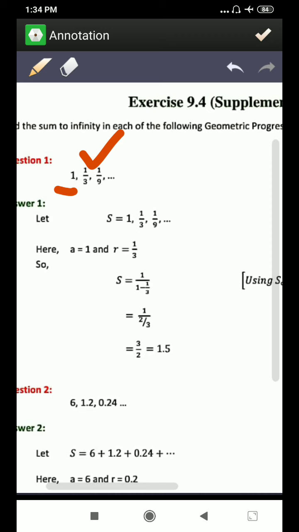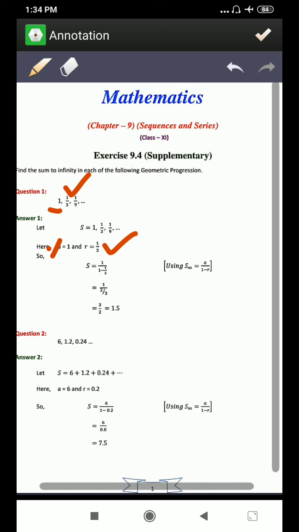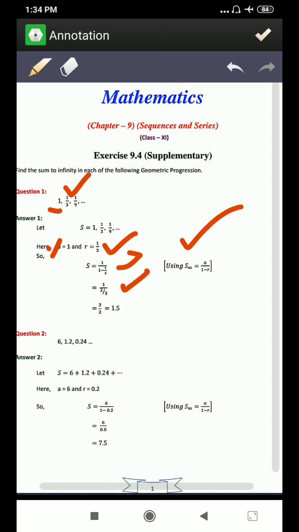In this case R is equal to 1 by 3 and A is 1, and the formula for infinite terms of GP is S infinity equals A upon 1 minus R. So I put A as 1 and R as 1 by 3. It is 1 upon 1 minus 1 by 3. 1 minus 1 by 3 is 2 by 3, so it is 1 upon 2 by 3. So you will get the answer 3 by 2.